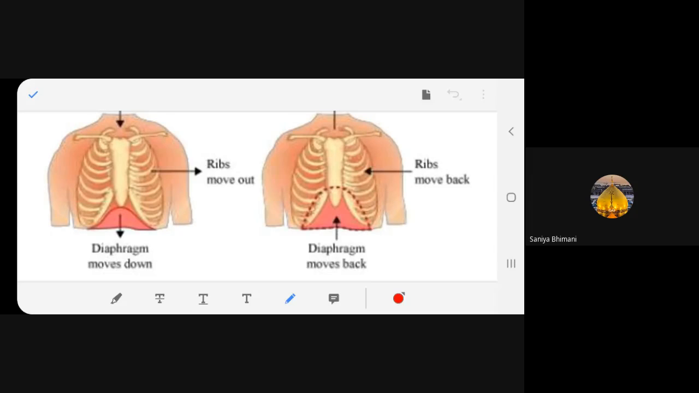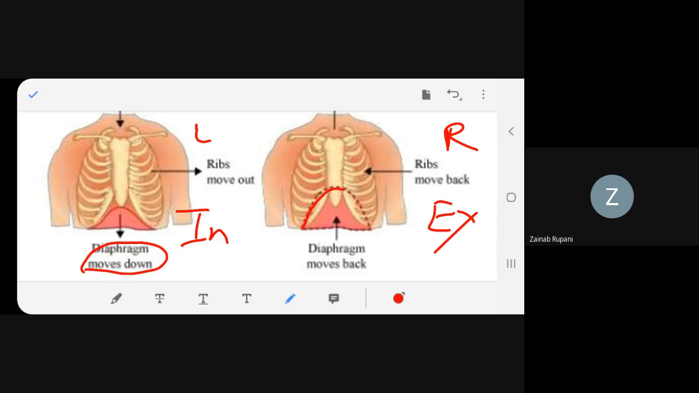Whenever the diaphragm moves down, so if I ask you, this is left and this is right, you just tell me which is inhalation and which is exhalation. Left is inhalation and right is exhalation. Very good. It is because of the diaphragm. You can see the diaphragm over here. You can see the diaphragm over here. Look at the difference, isn't it?